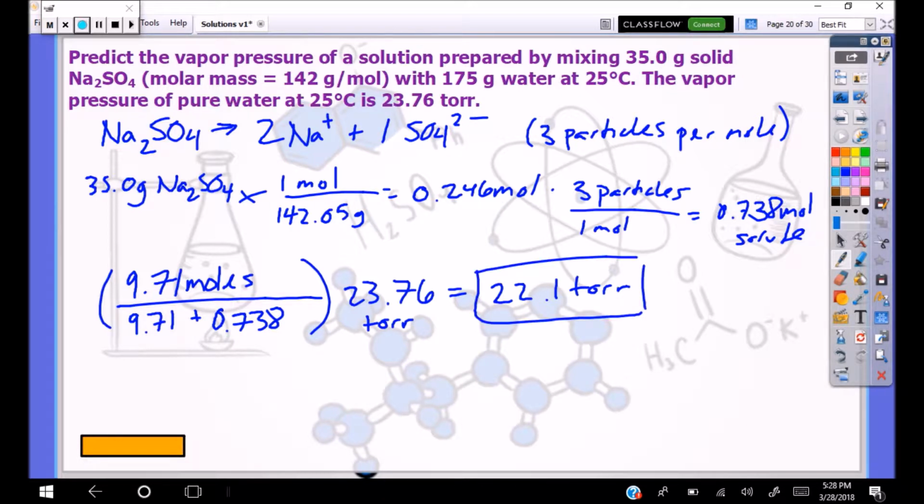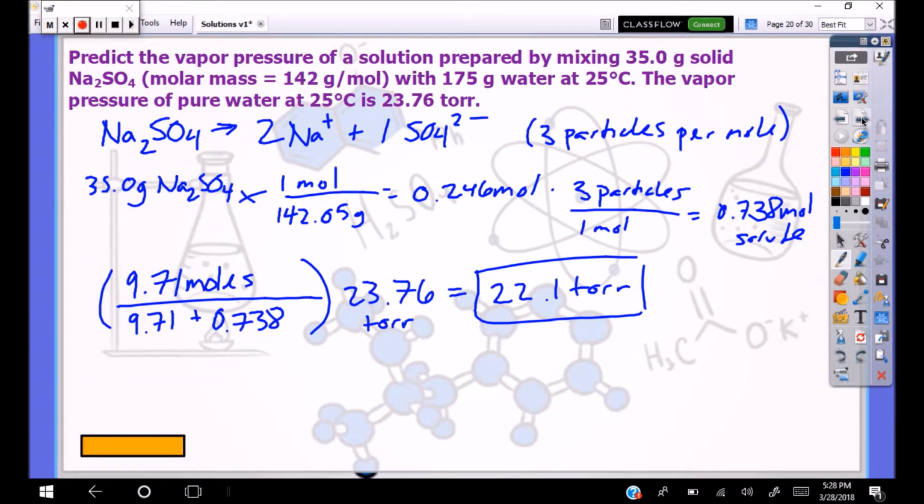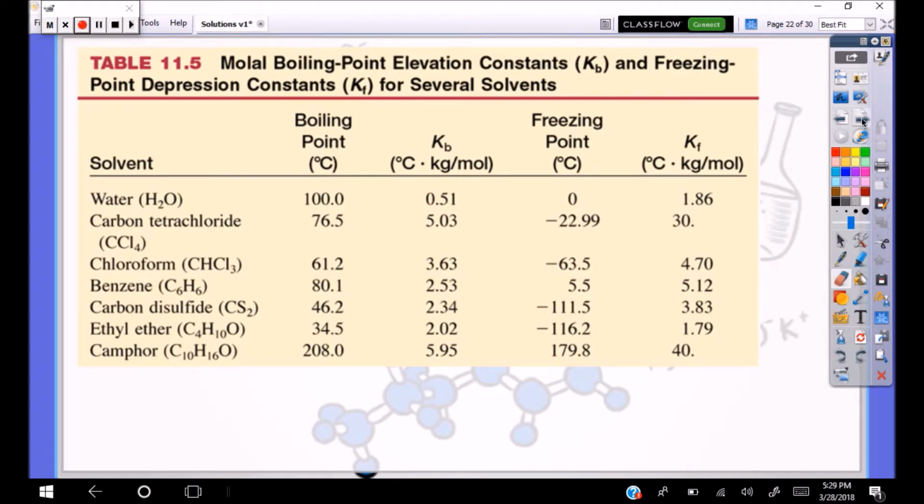And if we're comparing that to the previous slide, sure enough, there was more of an effect for sodium sulfate dissolving than for sugar because there were 3 particles as opposed to 1. The other thing to consider is that the particles dissolving in sodium sulfate might be a little bit larger, so that could also affect how much water is needed to dissolve those particular ions.